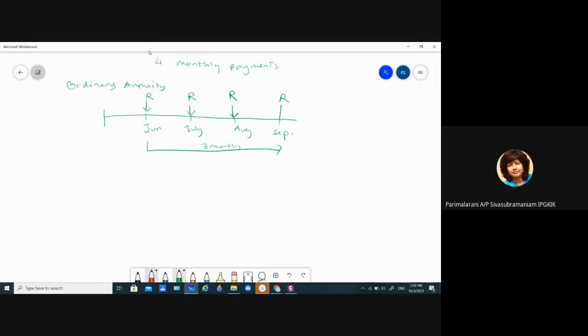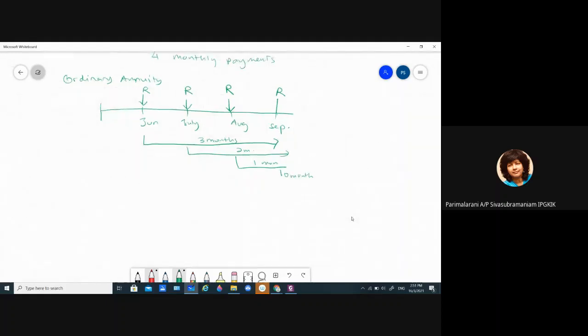So the second payment will be there for 2 months, and the third payment will be there for 1 month. The last payment will be there for 0 months, because as soon as you make the last payment, you're taking out all the money already. This is ordinary annuity. This is how we think of ordinary annuity.